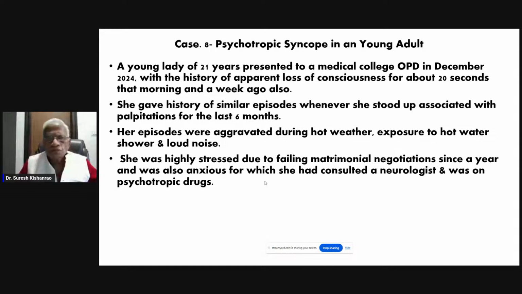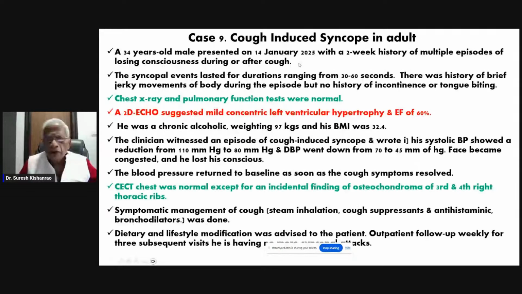A 34-year-old man had a 2-week history of losing consciousness during or at the end of a bout of cough, which lasted for 30 to 60 seconds. There was also a history of jerky movements during the episode, but there was no history of incontinence or tongue biting as happens in seizures.